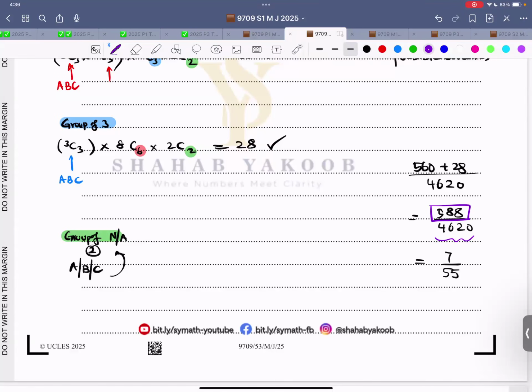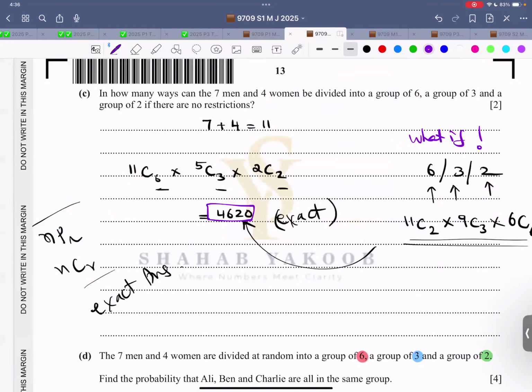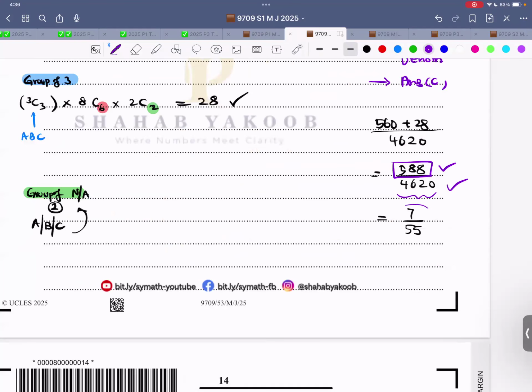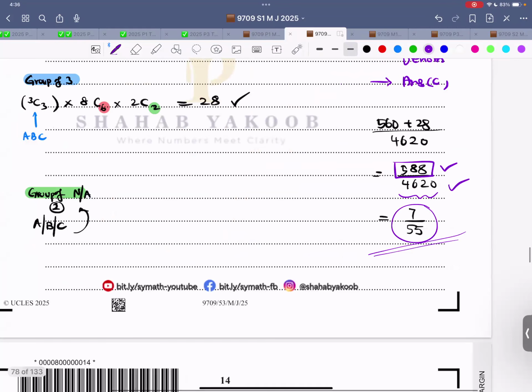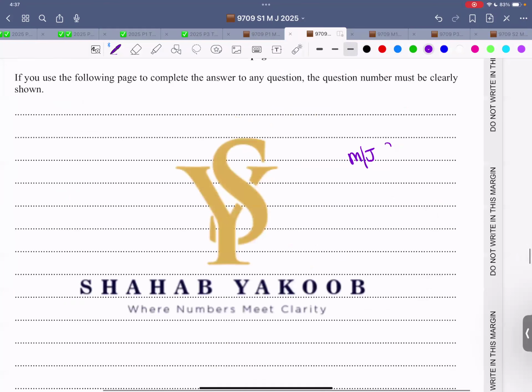And what is the denominator? The number of possible outcomes, the denominator, that is the answer of part C. That's right over here. So 588 over 4620 comes out to be 7 over 55. And that's how this paper is done. This is May, June 2025, variant 53.